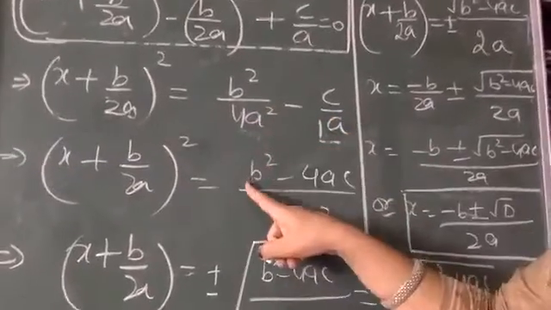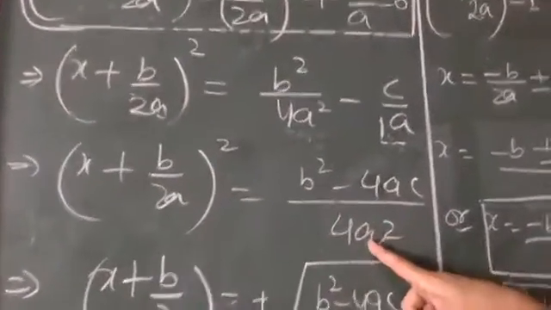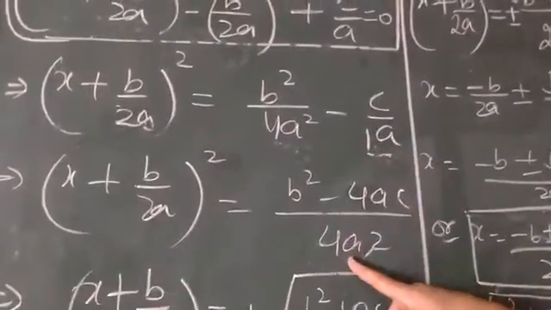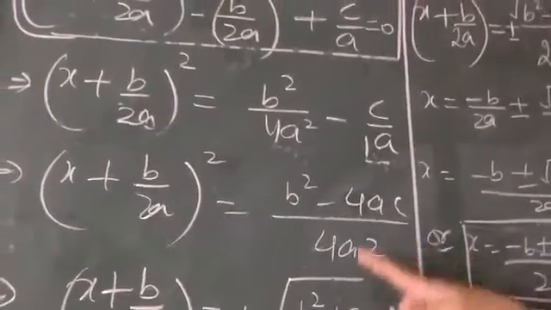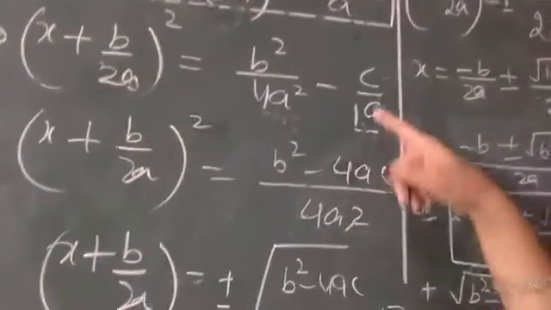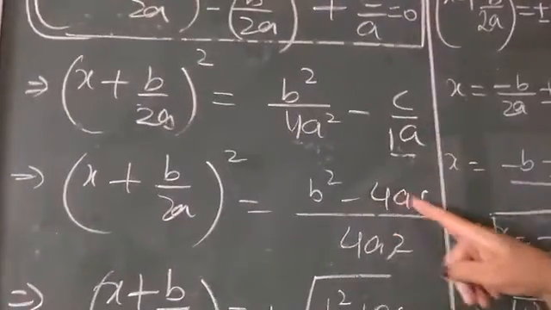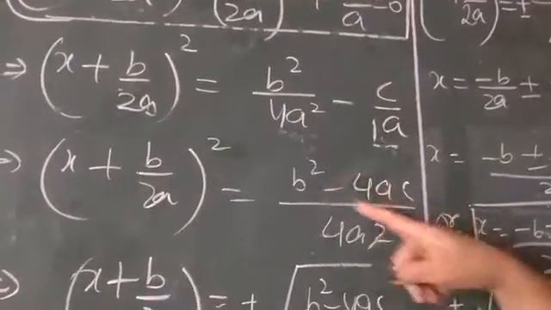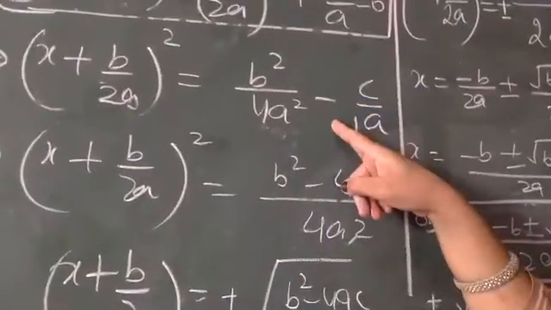1 into b square will become b square. Is it all of you? We do like this, and then again 4a square will be divided by a. So when you divide 4a square by a, what will we get? Yes, please tell me, beta. 4a. 4a, very good. So that 4a will be multiplied by the numerator. So when we multiply it by numerator, it will give you 4ac. So b square minus 4ac upon 4a square is the solution of this previous step on taking the LCM.